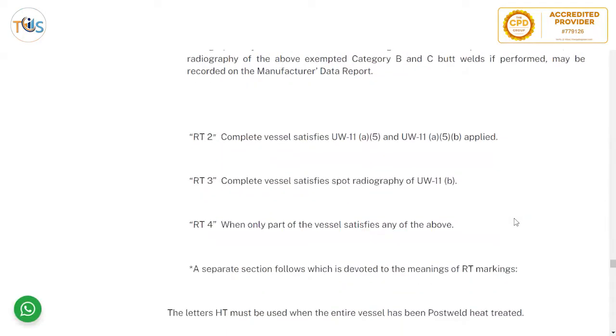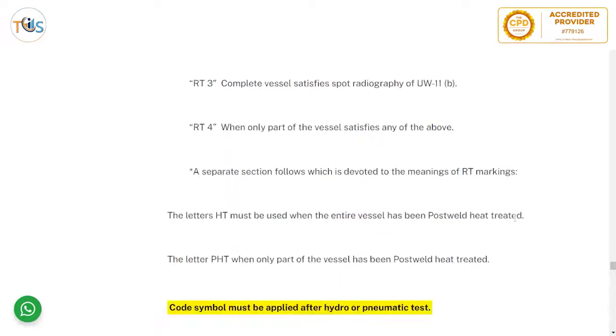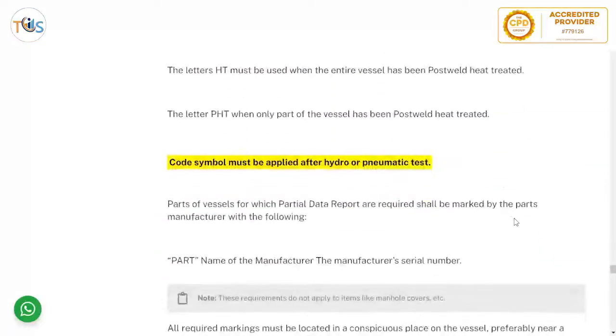RT2, complete vessel satisfying UW-11 applied. RT3, complete vessel satisfying spot radiography. RT4, when only part of the vessel satisfies any of the above. A separate section follows, which is devoted to the meaning of RT marking. Letters HT must be used when the entire vessel has been post-weld heat treated. Letters PHT when only part of the vessel, and hence the word P, is heat treated.